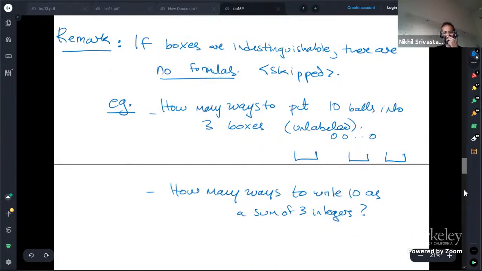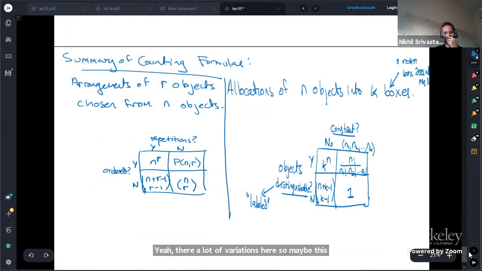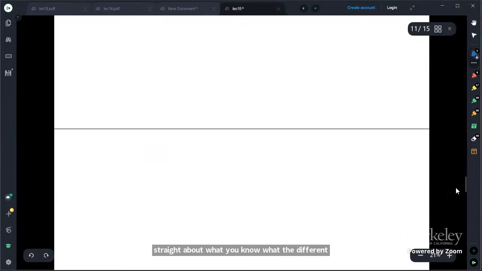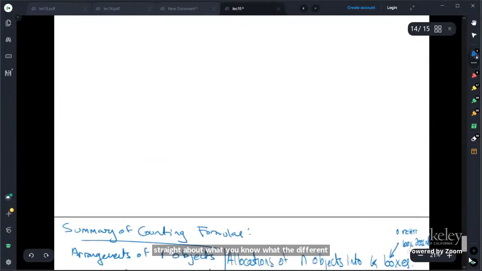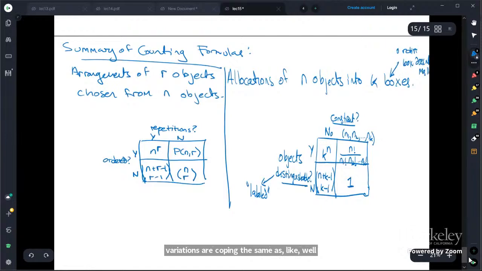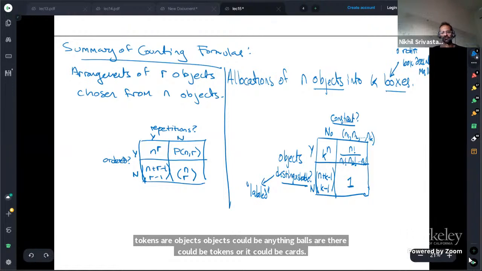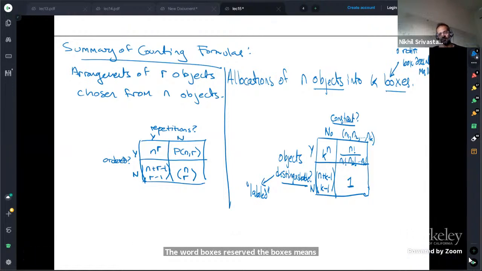Yeah, there are a lot of variations here, so maybe this I find particularly useful, just to keep my head straight about what the different variations are. Is token the same as like boxes that you're writing? No, tokens are objects. So objects could be anything. They could be balls, or they could be tokens, or they could be cards. The word boxes is reserved, though. The boxes means the order of the objects in the box doesn't matter.